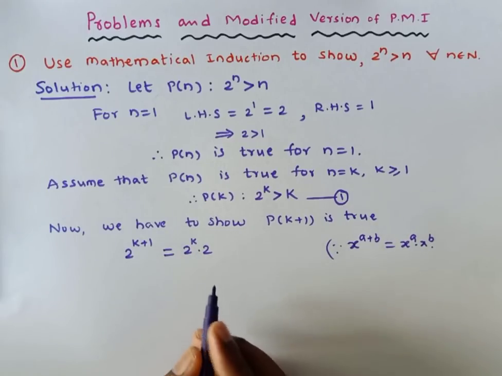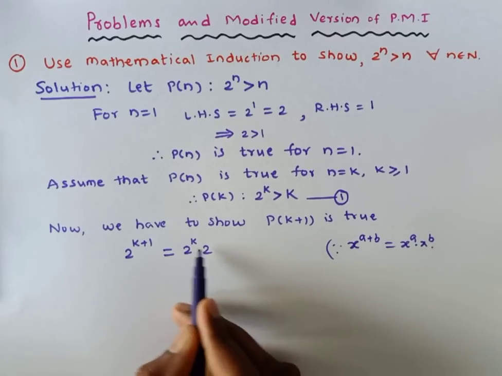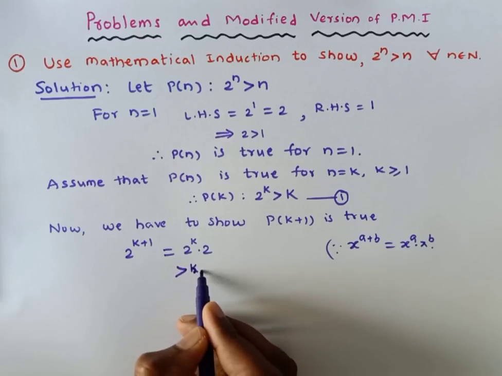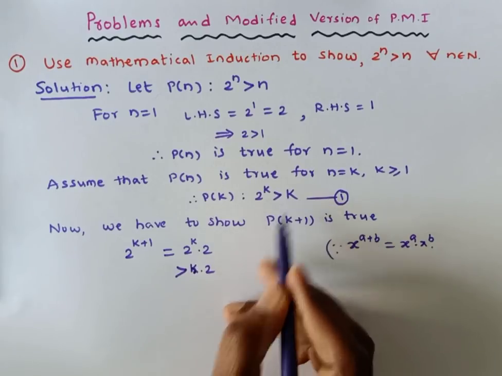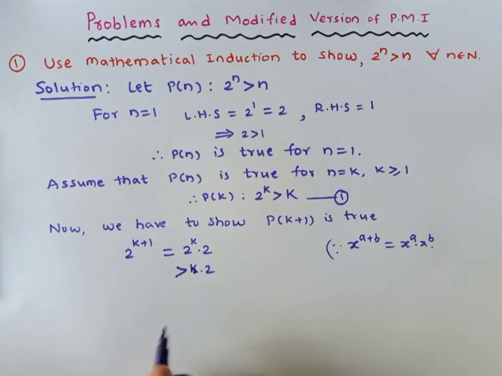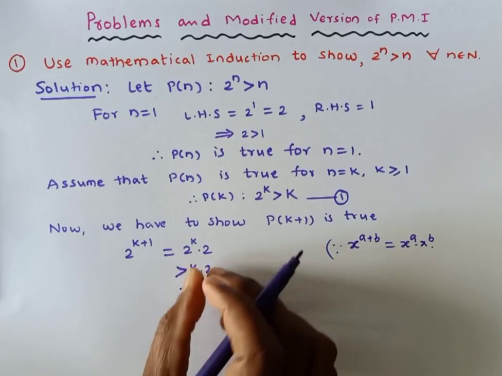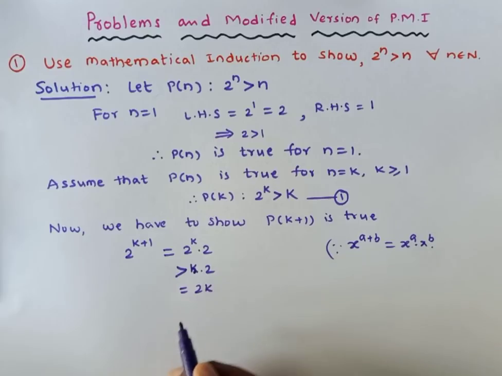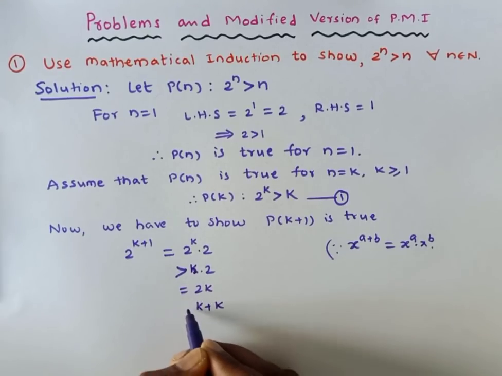And from inequality 1, already 2 to the power of k is greater than k. So therefore this entire value is greater than k into 2. Since 2 power k is greater than k, here into 2 is there, so I am writing this as k into 2, which means this is the 2k value. This equality is nothing but the simplification of this part. So 2k, here I am writing this 2k as k plus k.